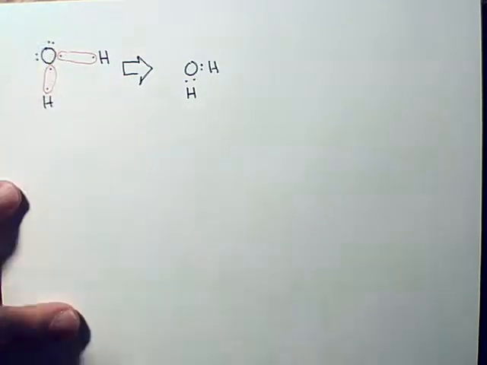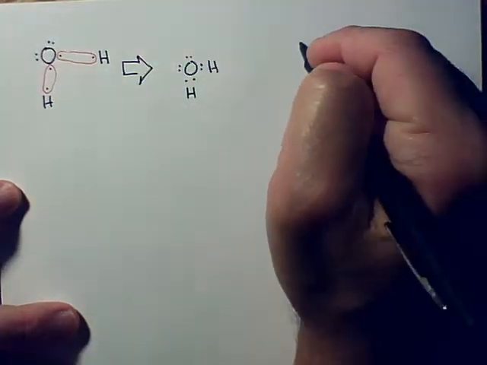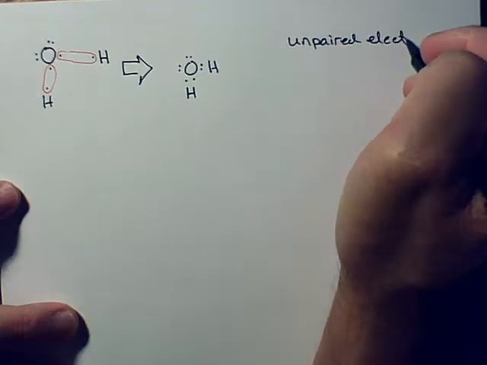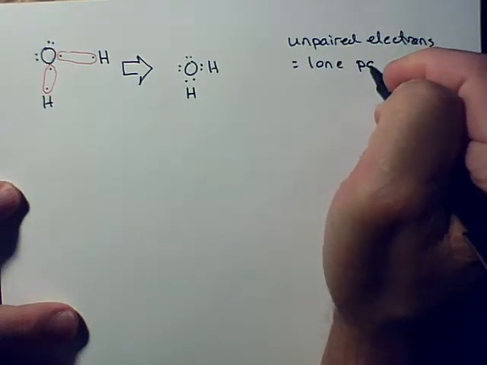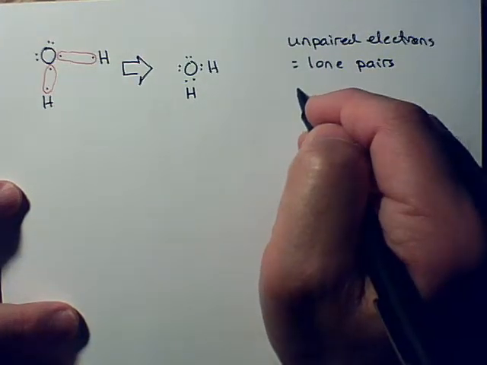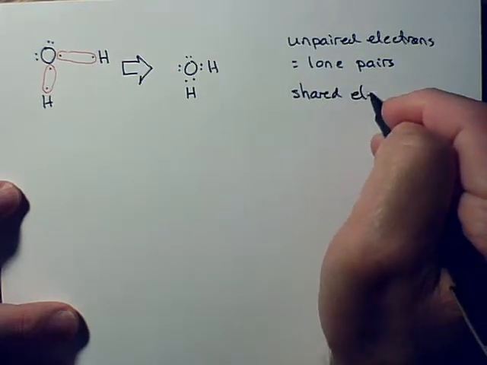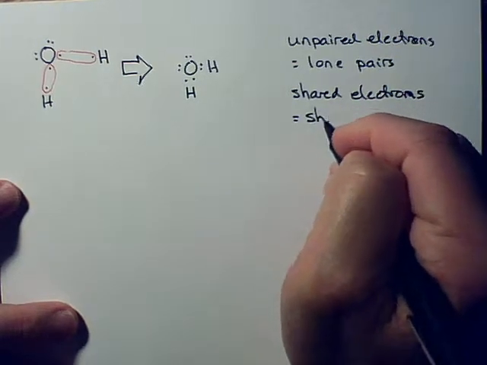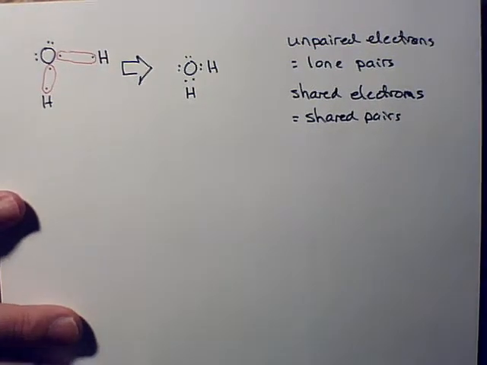And so the other 2 electrons, those are called lone pairs. The unpaired electrons, lone, L-O-N-E, pairs. Okay? And the electrons that are shared are called shared pairs. Alright? That makes sense?